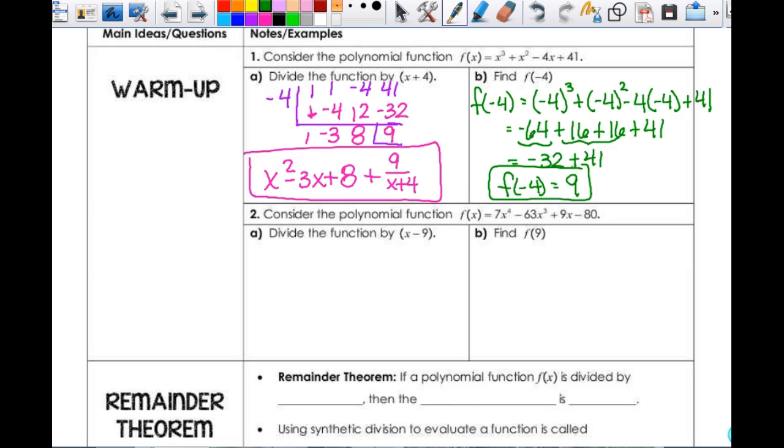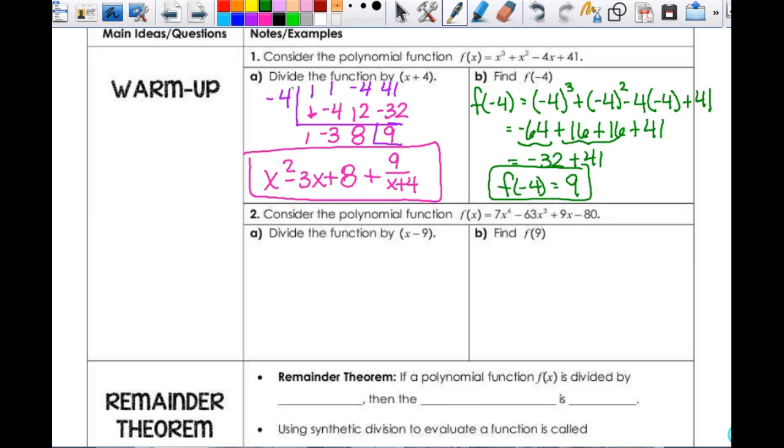Okay. Did you know you were going to get 9 before you started? Yes, no, maybe. But this is what this whole remainder theorem is about. If I divide that -4 into here, my remainder is 9, which means f of -4 is going to give me 9 every single time. Okay? Does that make sense? So it's a little bit of an easier way, depending on your numbers maybe, to actually evaluate some of your functions. Okay? We good with that?